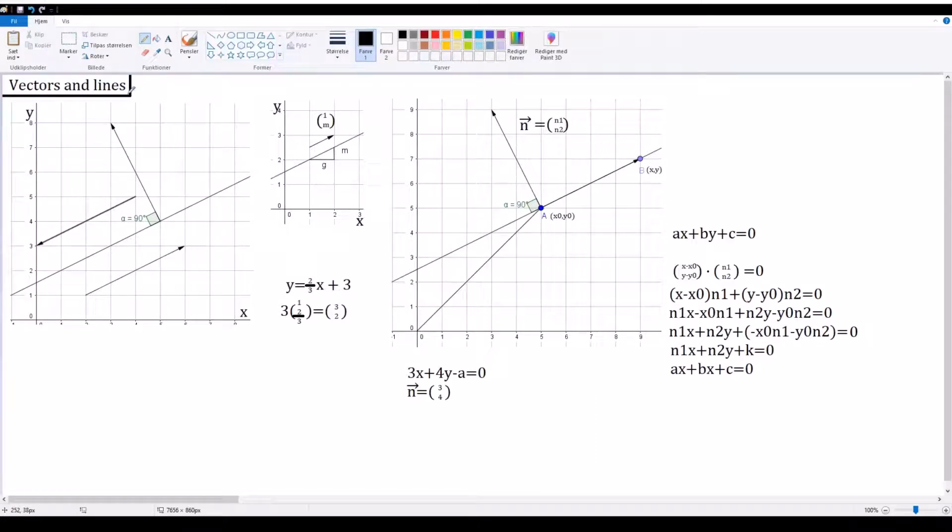So this video is going to be about vectors and lines. First we're going to start with two different types of vectors. The first vector is a vector called a normal. It is a vector which goes perpendicularly to something else. So in this case, this normal vector is perpendicular to this line here.